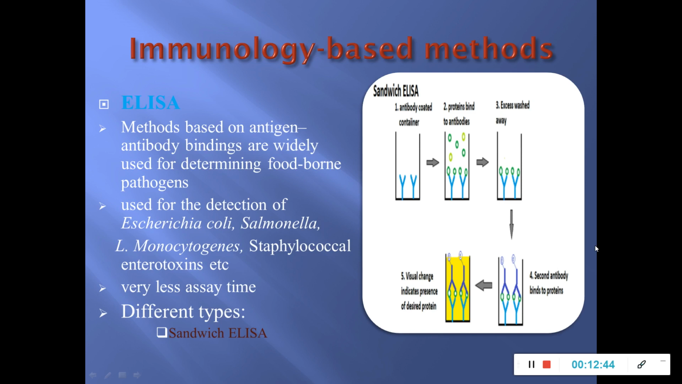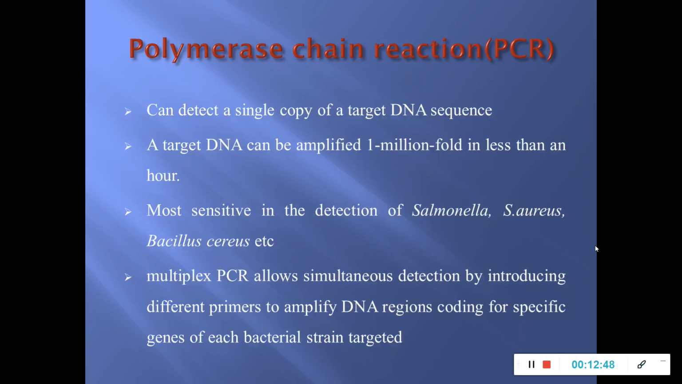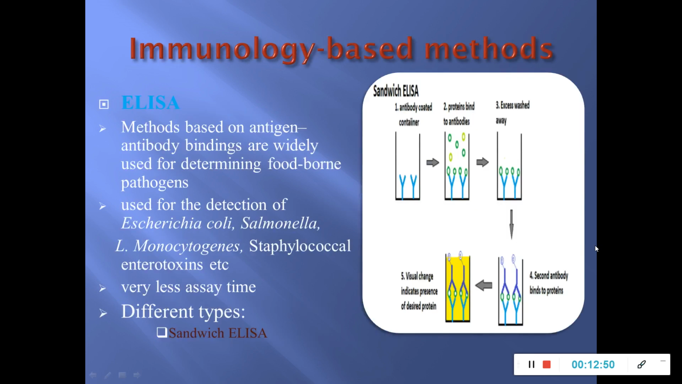So this is the process of a sandwich ELISA, which is used for the detection of food samples. We will be talking about the PCR based detection in the next sessions. The same process can be used for different bacteria. For different bacteria, the antibodies which are bound here would be different.